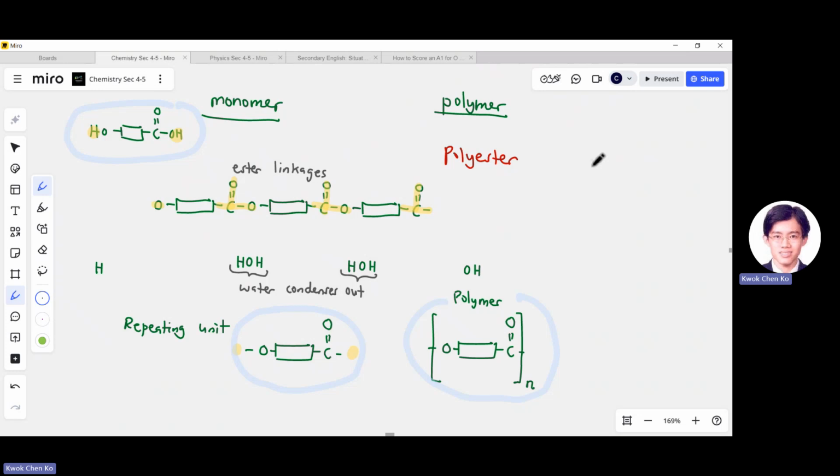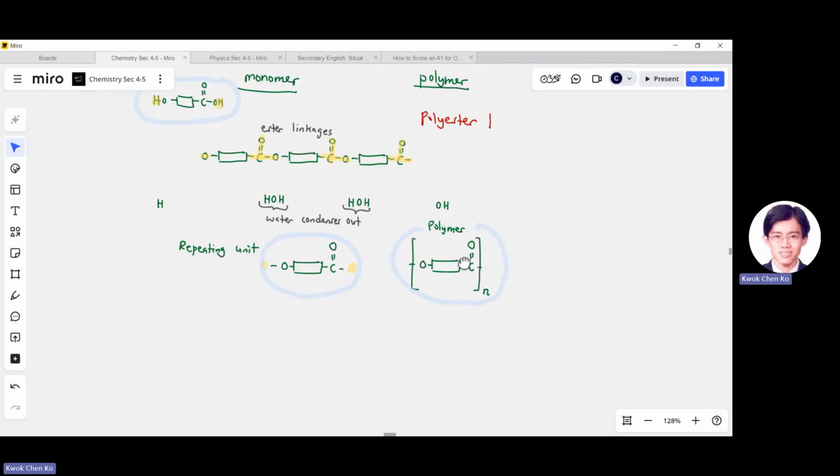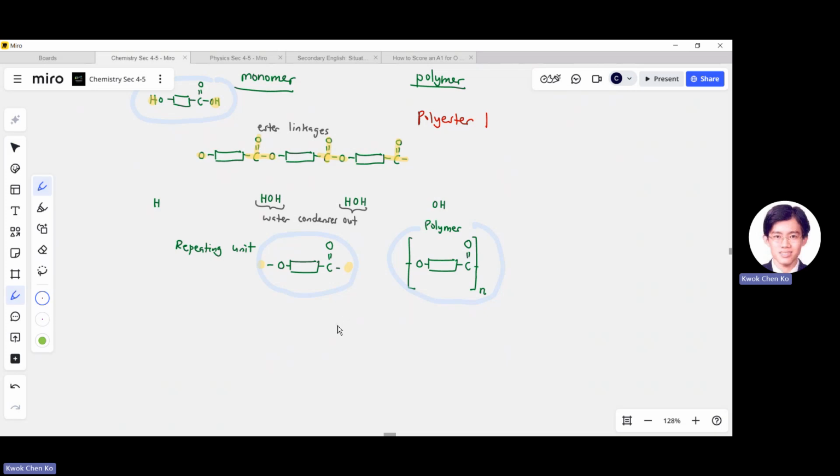But I did say there are two ways to make a polyester, right? So this is your polyester one. There's another way to do it. You just let her copy down first. Now let's go to the second way. How to make a polyester. So I'll call this polyester 2.